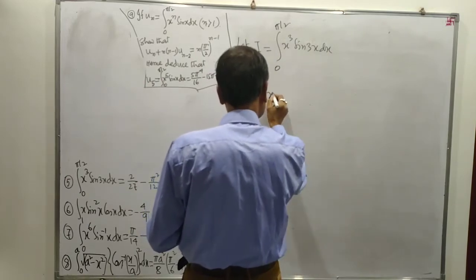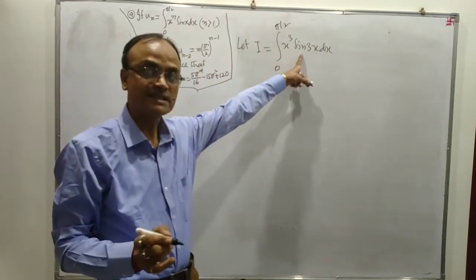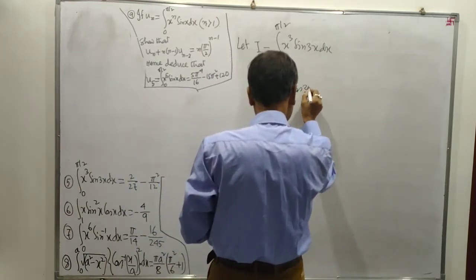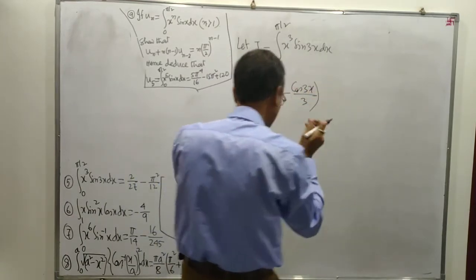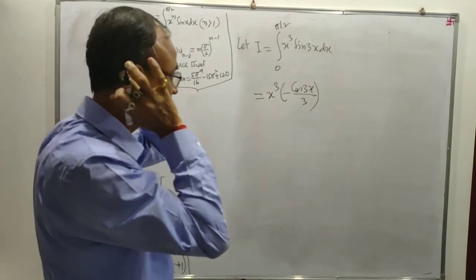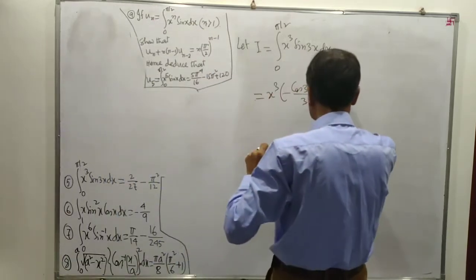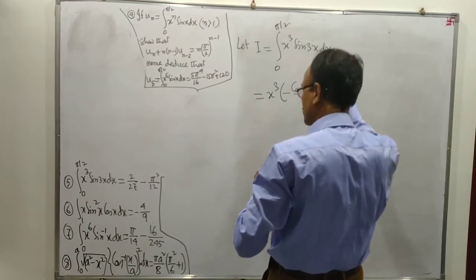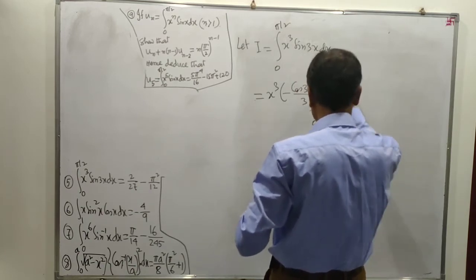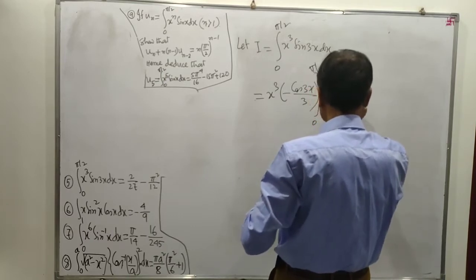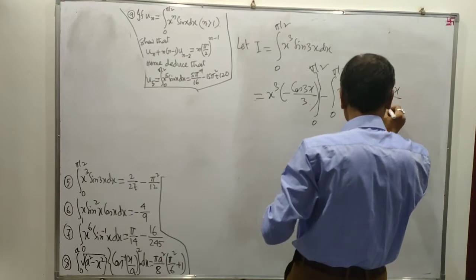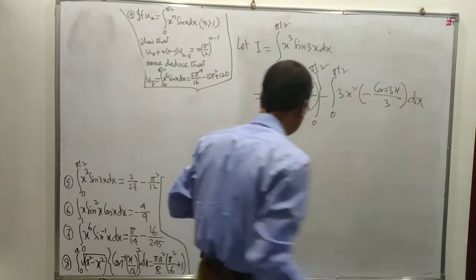Integrate this by parts, taking sin thrice x as the second function. X cube into minus cos thrice x divided by 3, 0 to pi by 2, minus integration 0 to pi by 2 of the differentiation of the first function into the integration of the second function.